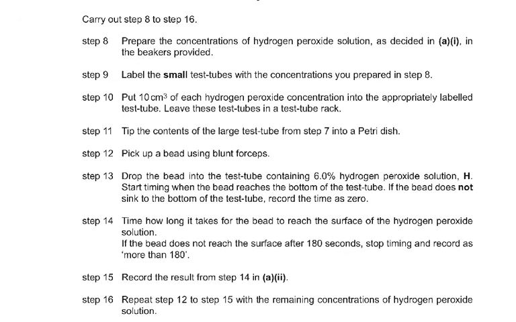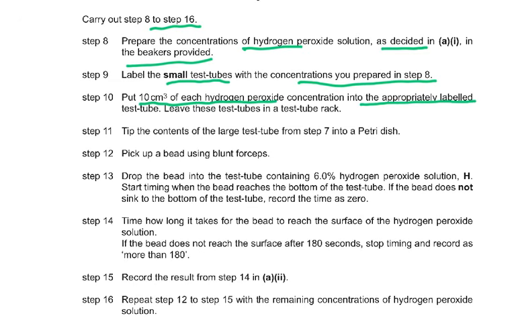Then it says carry out steps 8 to step 16. Prepare the concentration of hydrogen peroxide as described in A1 in the beakers provided. Label the small test tubes with the concentration you prepared in step 8. Put 10 centimeter of hydrogen peroxide concentration into the appropriately labeled test tube. Leave these test tubes in a test tube rack. Tip the contents of the large test tube from step 7 into a petri dish. Pick up a bead using blunt forceps.